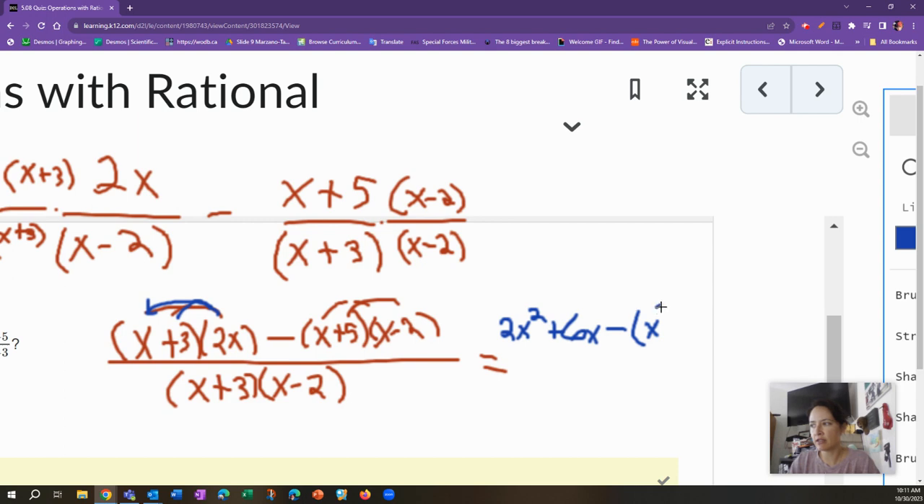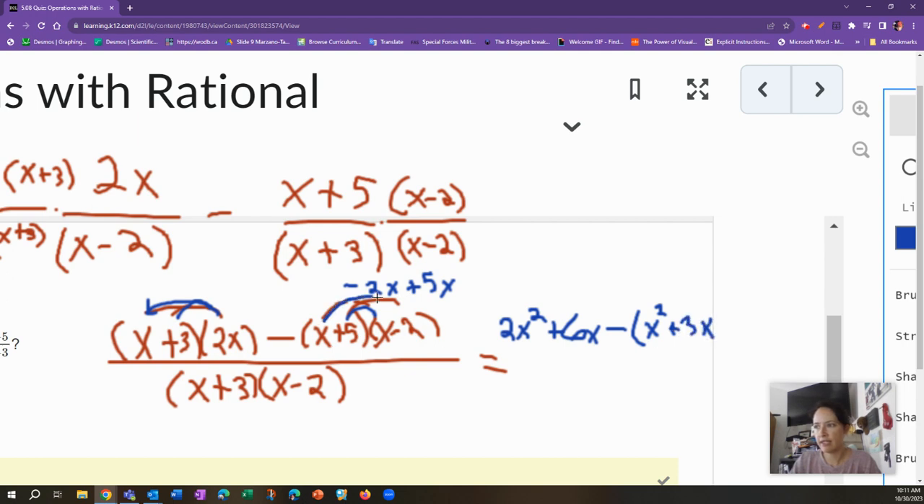X times x is x squared. Okay, I'm going to do this up here. We'll get x times negative 2, so you get negative 2x. And then you get plus 5x, because I'm going to combine those. I know I'm always going to have a like term in the middle terms. So minus 2x plus 5x is plus 3x.